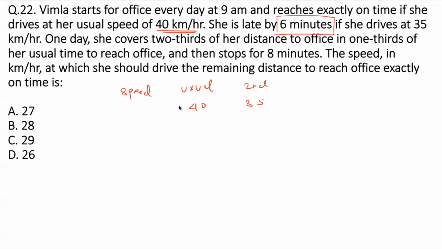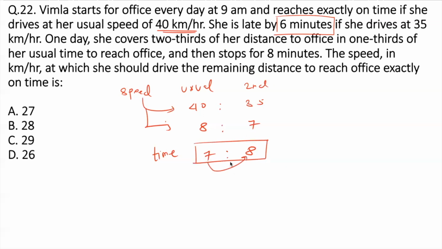Now, using this condition, guys, we can observe the ratio of the speeds is 40 is to 35, that is 8 is to 7. And we know that whenever the distance is constant, the speed is inversely proportional to the time. So the ratio of the times will be 1 by 8 is to 1 by 7, or taking the least common multiple, the ratio of time should be 7 is to 8. Now, the difference in the times is 8 minus 7, which is 1 unit. That corresponds to 6 minutes. That means the usual time is 7 into 6, 42 minutes.